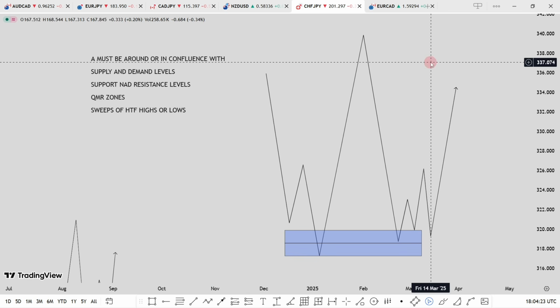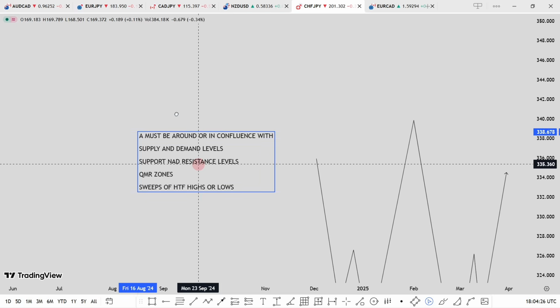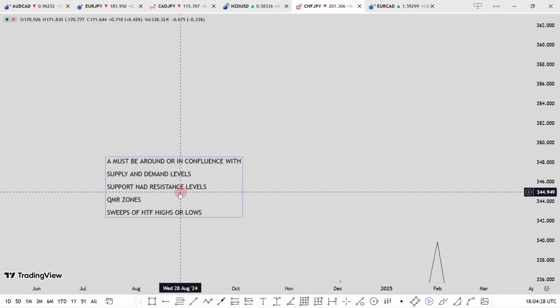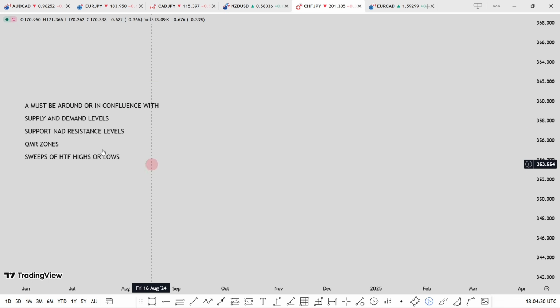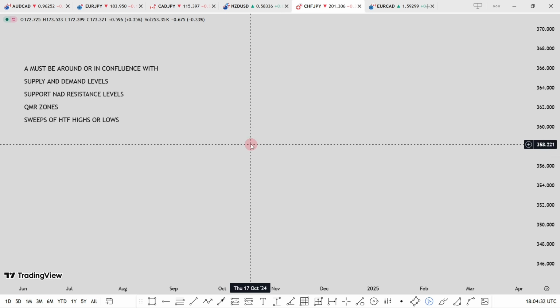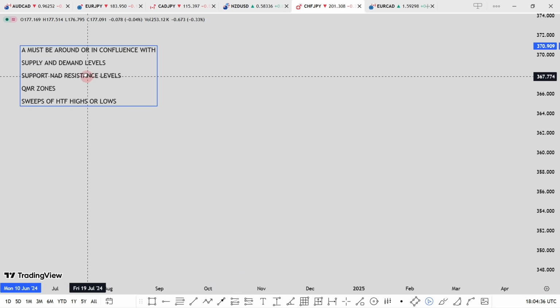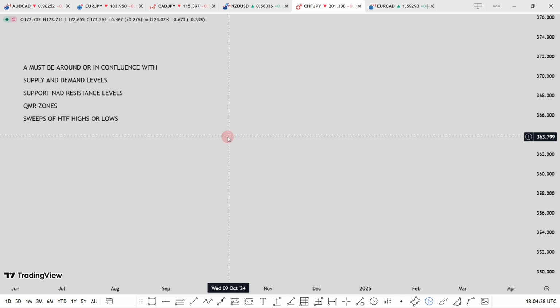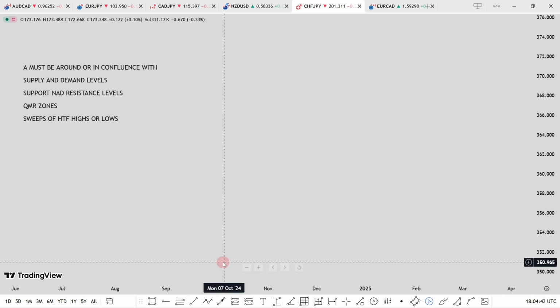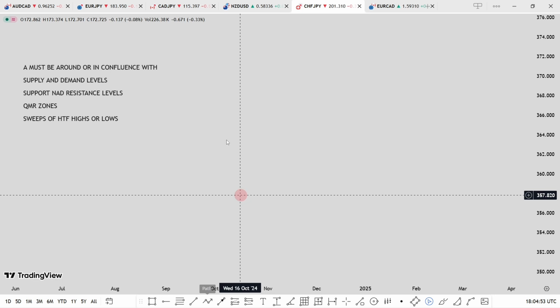Always will end up taking a winning trade. And then we have sweeps of higher time frame highs or lows. I don't want to make this a very long video. I will continue with examples, show you examples from 2024 up to 2026 of this model, and some of the losses I've taken and why the losses happen.